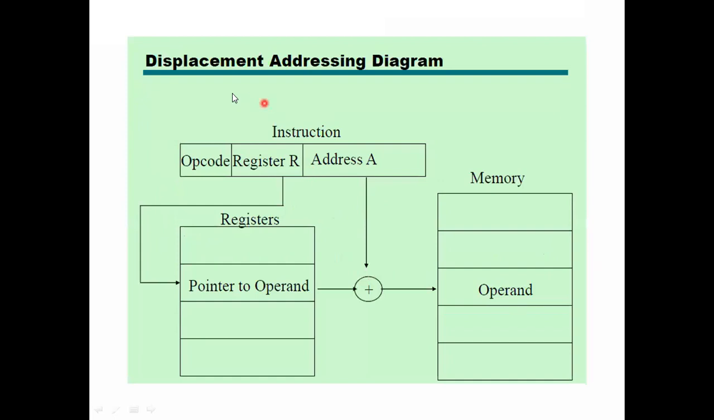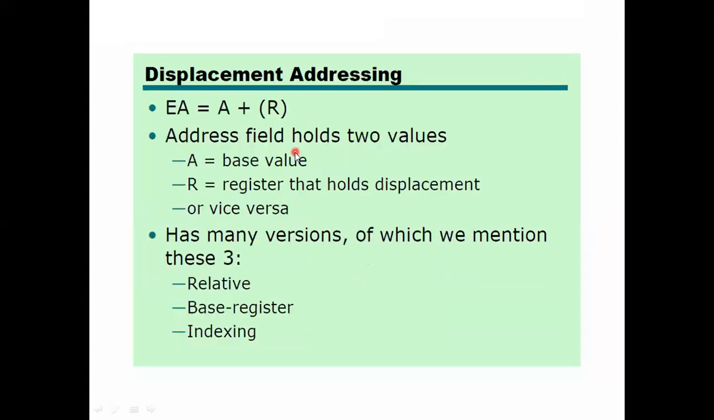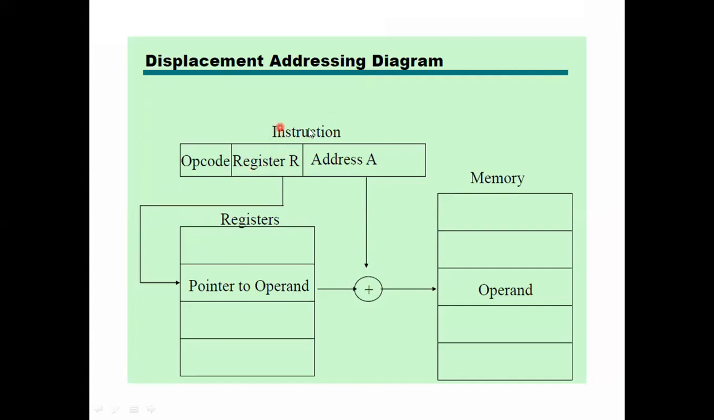Okay, ma. The next one is displacement addressing mode. This is also known as index addressing mode. Okay, Amma. See here. In this, the instruction opcode register R address A. Okay, Amma. So here address A means this is the displacement. Okay, this is the displacement. Here the register are having the pointer to operand. That is operand యొక్క memory location అనేది register R లో ఉంటుందమ్మా. ఓకేనా? సో అడ్రస్ A, this is the displacement.